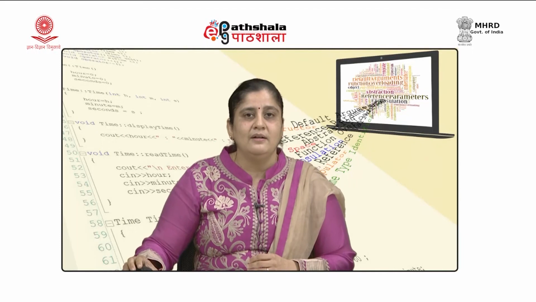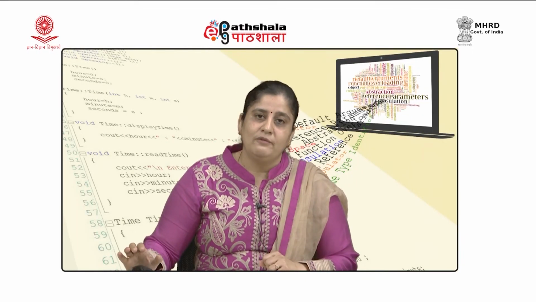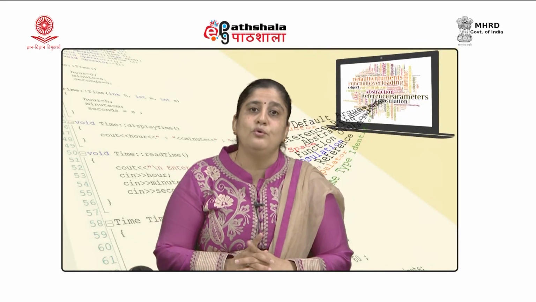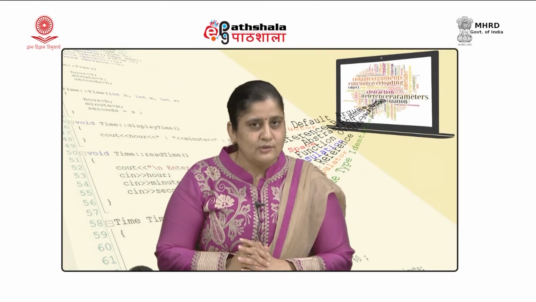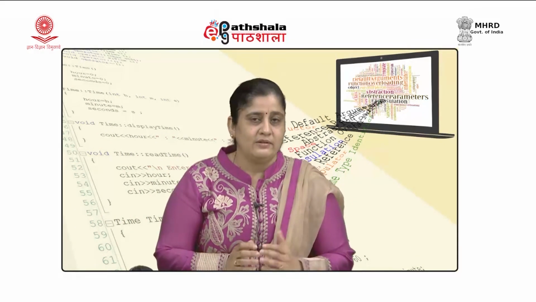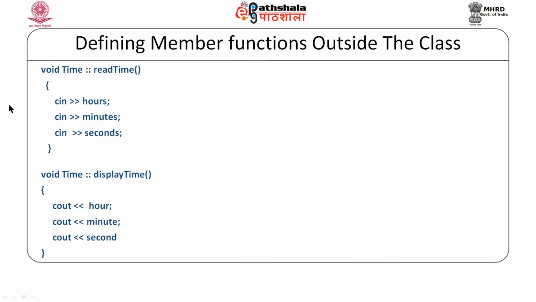How do we do that? You may recall one operator that we discussed in the previous module, that is the scope resolution operator. This scope resolution operator has another use here, that is we can use it to specify this. Now, the function's return type is void, the name of the function is read time and it does not have any argument. With the help of the scope resolution operator, we are specifying that read time is a member function of the time class.